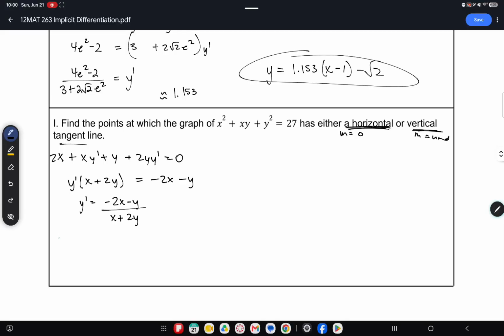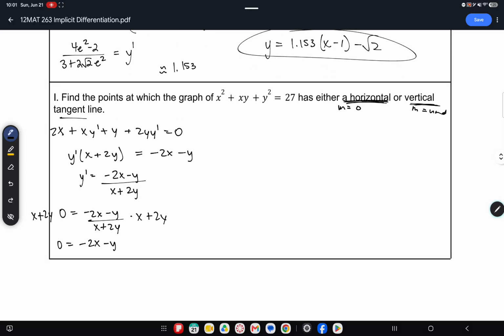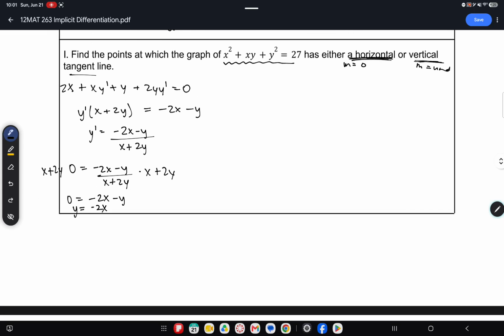We want to set it equal to 0 to find the horizontal. So 0 equals negative 2x minus y over x plus 2y. I can multiply both sides by x plus 2y and be left with 0 equals negative 2x minus y. And I'm going to add y to both sides and say that y is going to be negative 2x. How this is going to help us is I'm going to go back to the original equation and do some substituting. So y equals negative 2x.